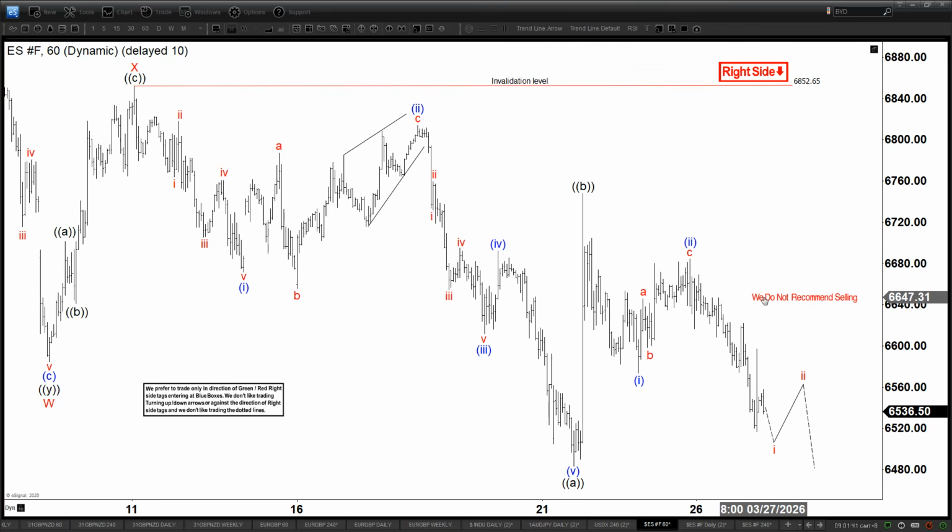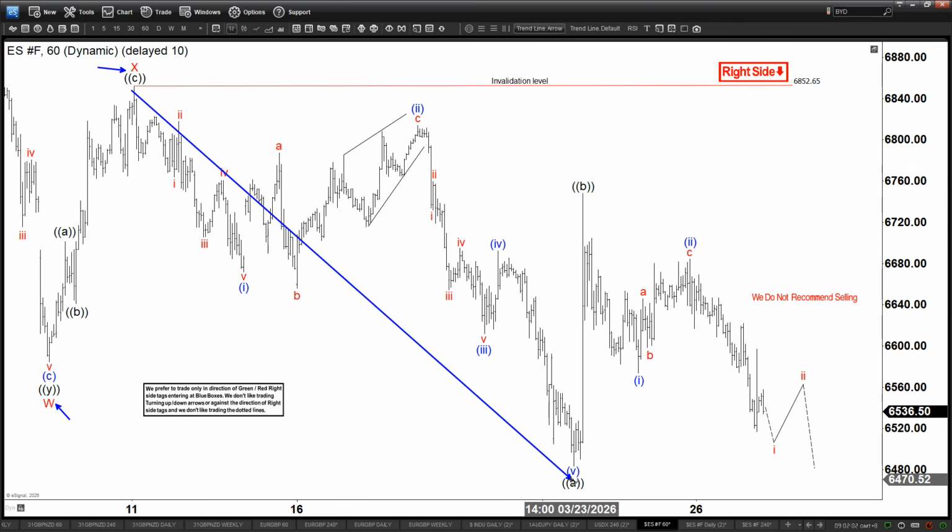Let's take a look here, guys. Today we're going to be looking at S&P 500 E-mini futures, ES, 60 minutes time frame. We can see right here we completed WX, which is a double correction structure, and then the Y leg now is in progress, and the Y leg is in the form of three waves.